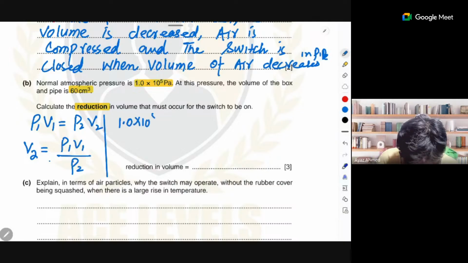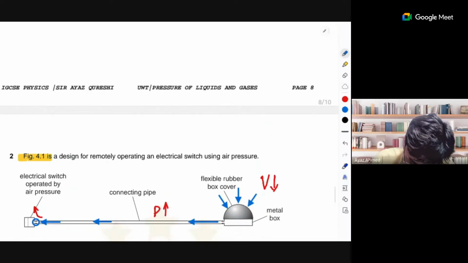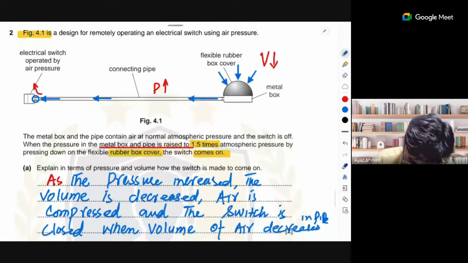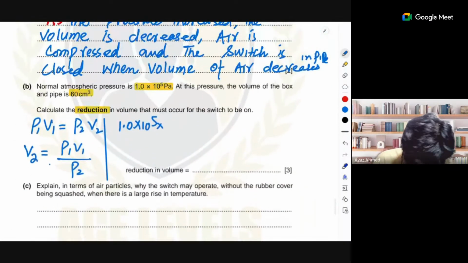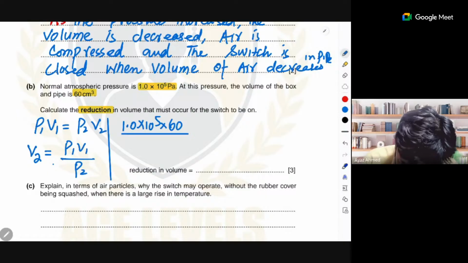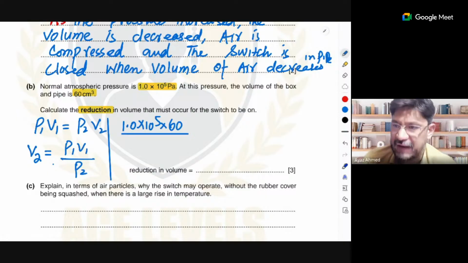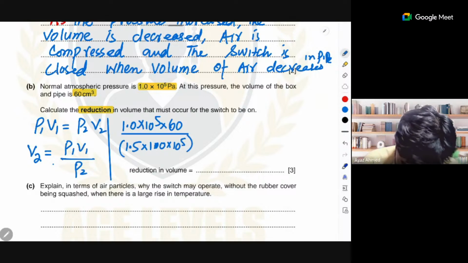The atmospheric pressure is 1.0 × 10^5, and what was the initial volume? It was given there, 60 cubic centimeter. Divided by, no need to convert it because we will write the volume in cubic centimeter. The pressure two is 1.5 times, so you will write 1.5 × 1.0 × 10^5. This is basically the entire value.